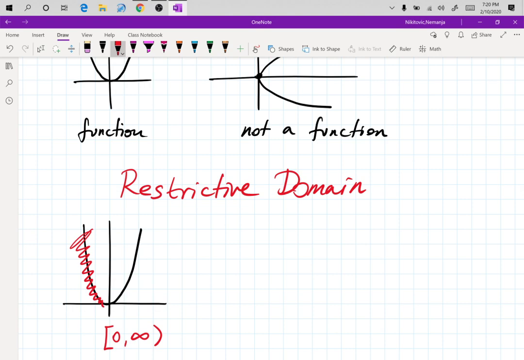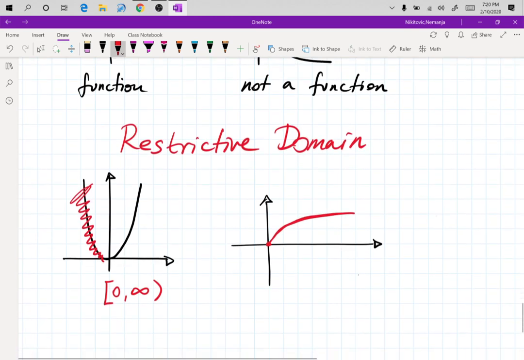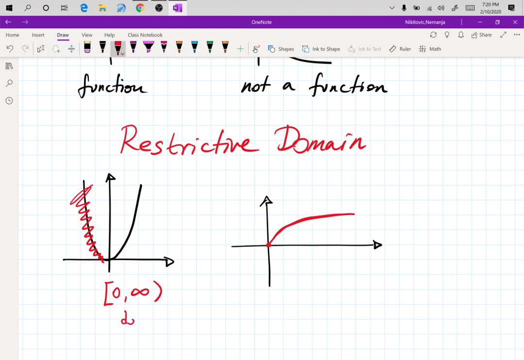Now, what is that going to do when I draw this sideways? Since I don't have the branch on the left anymore, it is only going to draw the upper branch, and that is your square root function. And now the inverse is a function.